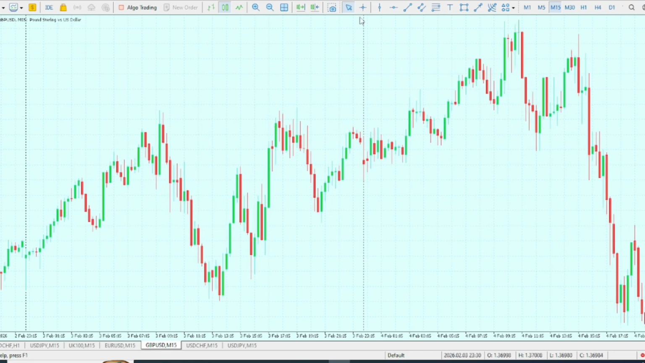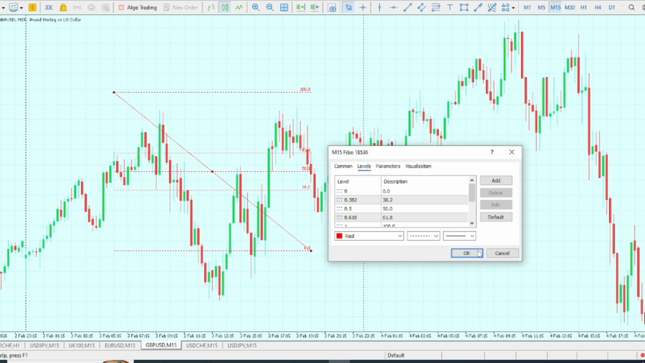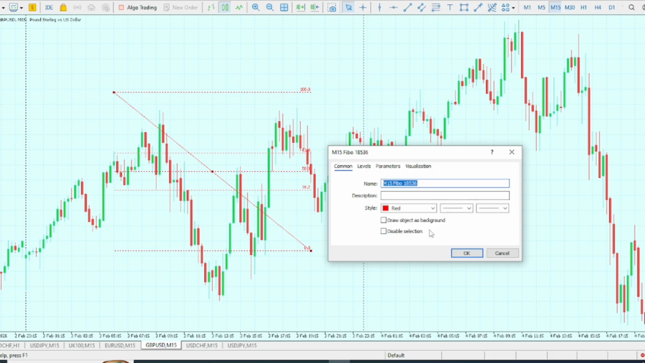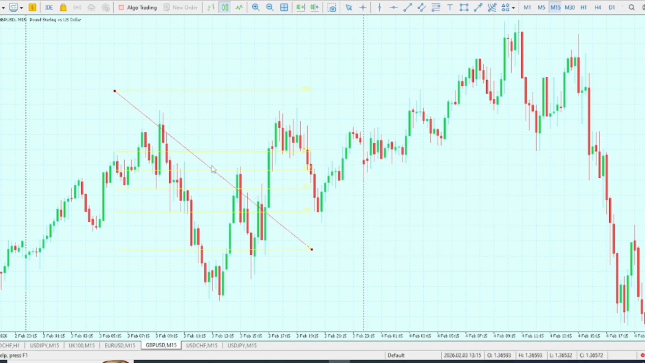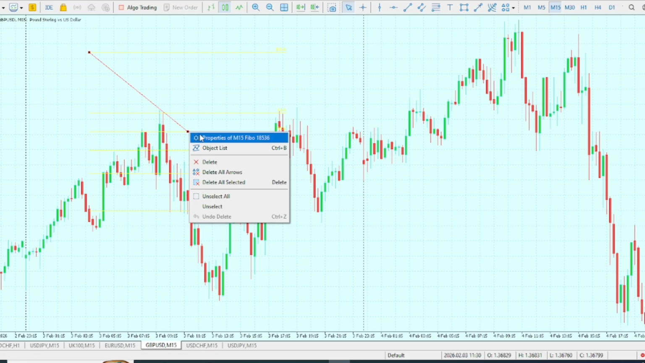By default, when you draw the Fibonacci levels, it won't look like this. So let me right click, go to properties, and set it to default. Okay, so by default, it will look something like this. Have you seen something like this? So you have to customize it. You right click and go to properties.